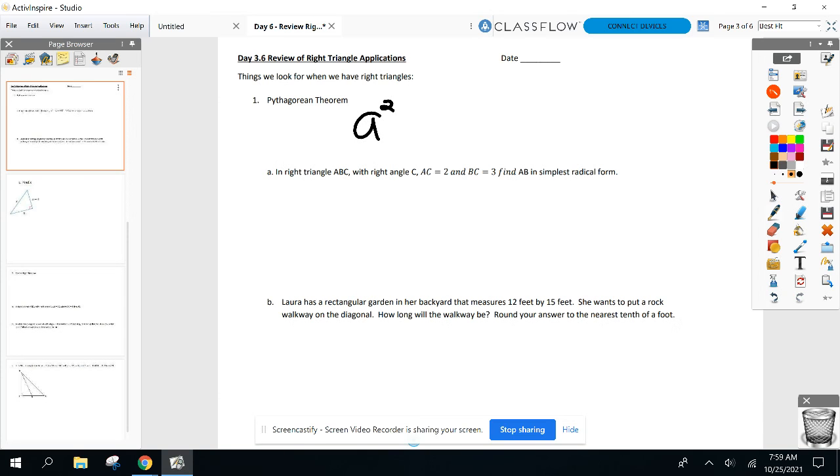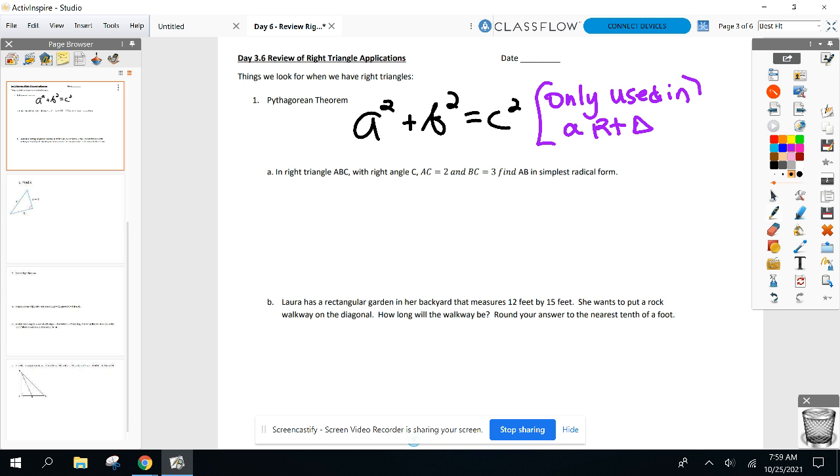We've got a squared plus b squared equals c squared. I would just make a quick note: it can only be used in right triangles. No other triangles except for right triangles. Okay, only used in a right triangle. You can't use it in any triangle you feel like. It's got to have a right angle in it.